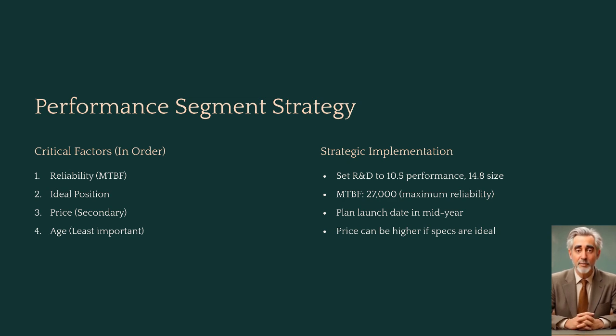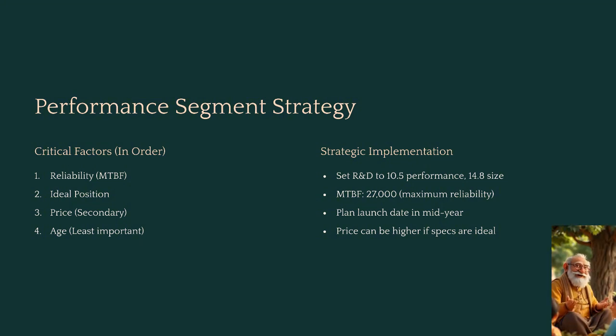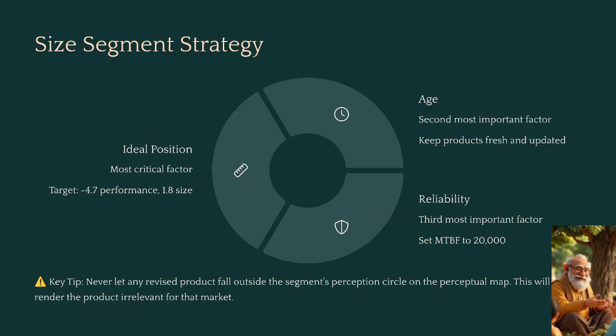5. Size segment. Most critical, ideal position, followed by age and reliability. Strategy: position target, 4.7 performance, 1.8 size. MTBF, 20,000. Warning, key tip: never let any revised product fall outside the segment's perception circle on the perceptual map. Doing so will render the product irrelevant for that market, leading to lost sales and unwanted inventory buildup.